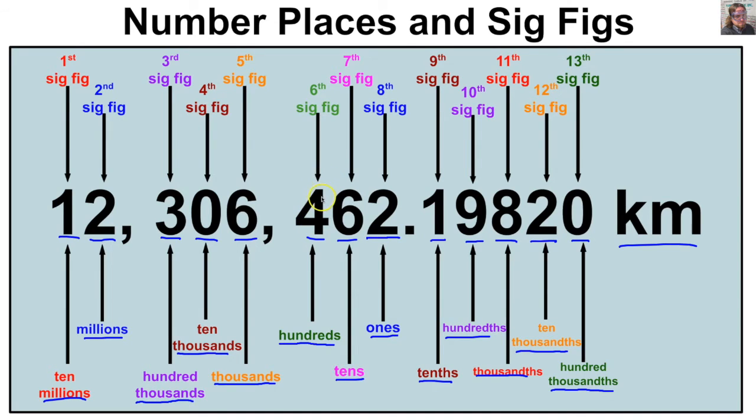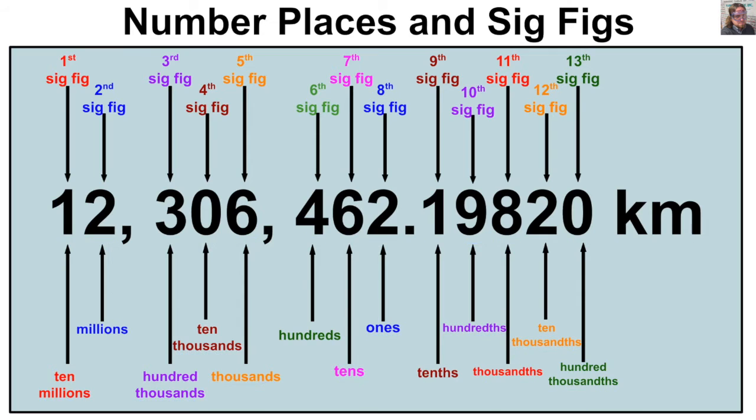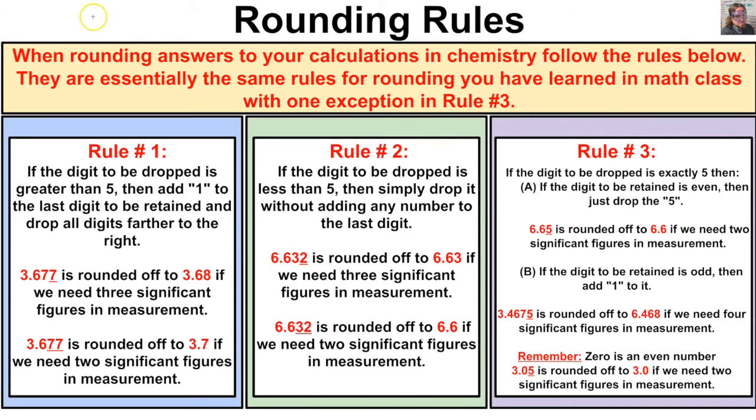All right, so let's go ahead and do that. Let's take a look at how we can take a number like this and round it to a given place or a given number of significant figures. So what we're looking at are our rounding rules for chemistry. It says that when rounding answers to your calculations in chemistry, follow the rules below.